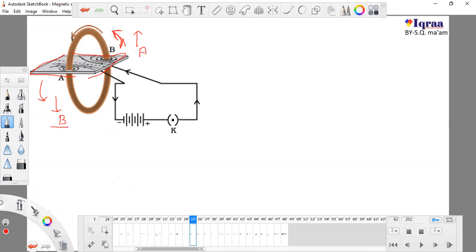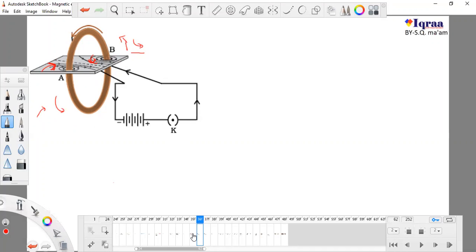On the same cardboard, you can see the direction of the field lines. Here the direction of the field line is here, and here it is here. In case B the direction of the field line is here, and in case A the direction of the field line is here. If you are not able to see this, the diagram is directly from your NCERT book. This is the direction of current, and these are the directions of the magnetic field lines. So I just merged two experiments.